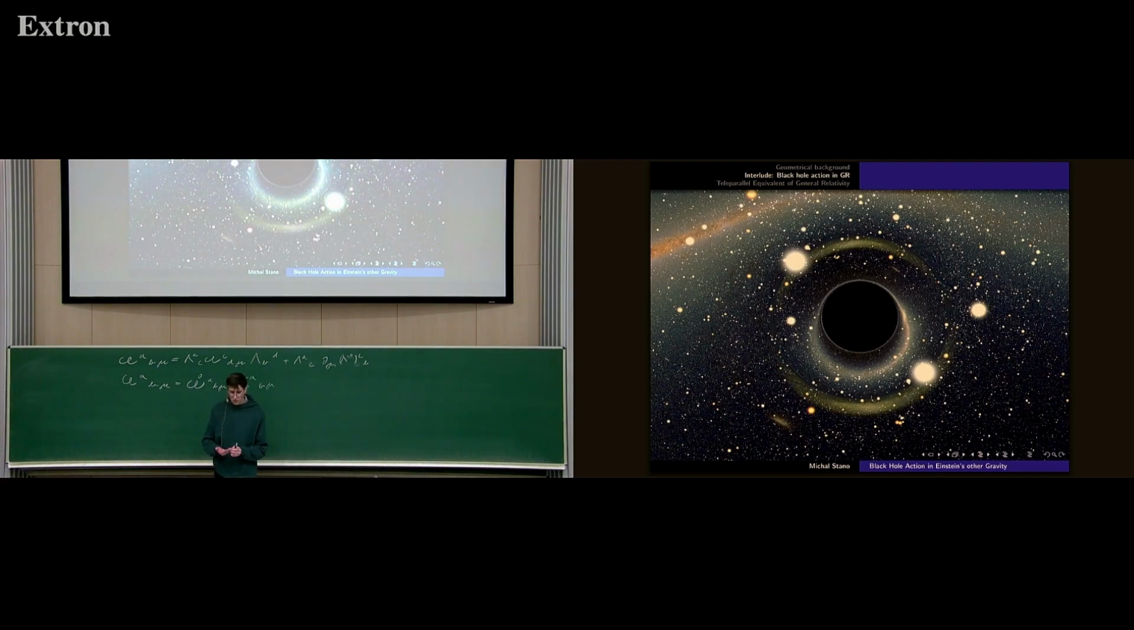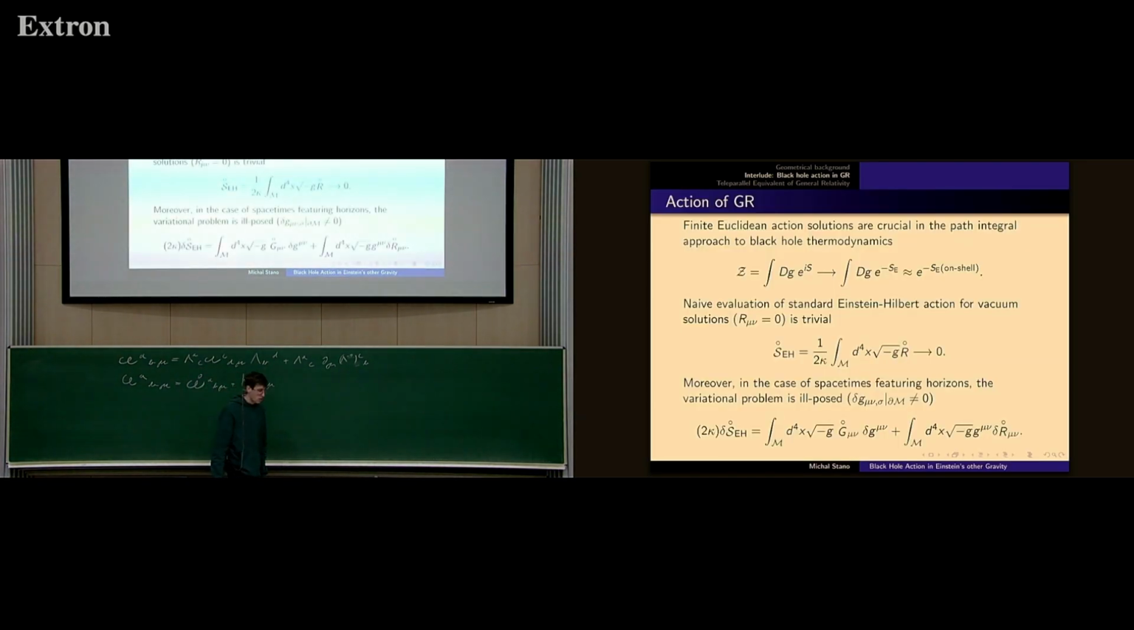And now let us head into the derivation of the black hole action within general relativity. Okay, so as has been mentioned in the introduction to this talk, we'll be interested in finite non-zero solutions to the Euclidean action. And why is it important? Well, it turns out that these finite solutions are crucial when it comes to the path integral approach to black hole thermodynamics.